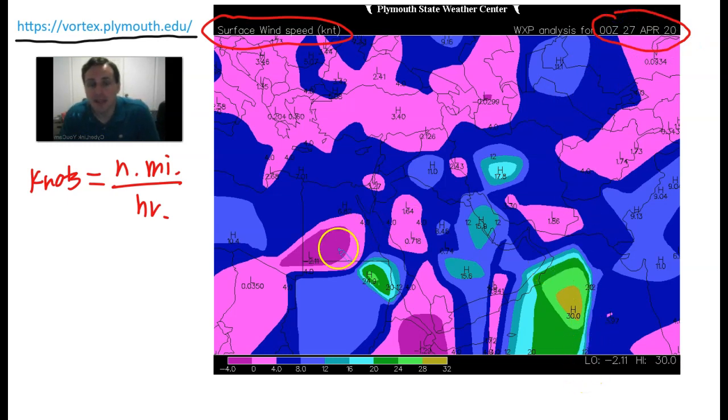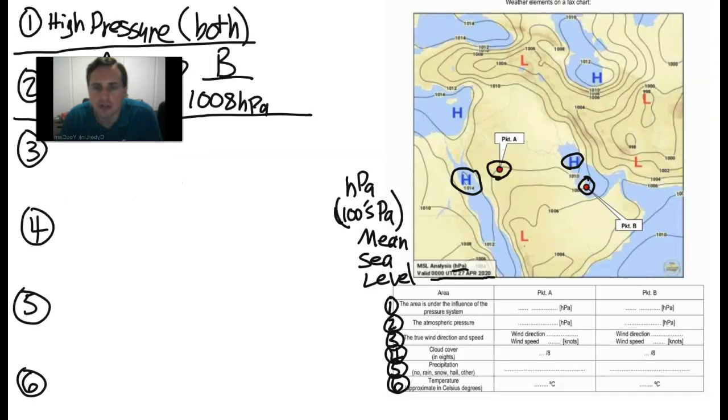Notice that these L's and H's are not low and high pressures. They're just low values and high values for wind speed. So the lowest is negative 2.11, whatever that really means, and the highest is 30 knots. Okay, so let's try to toggle back and forth to look at our two locations.